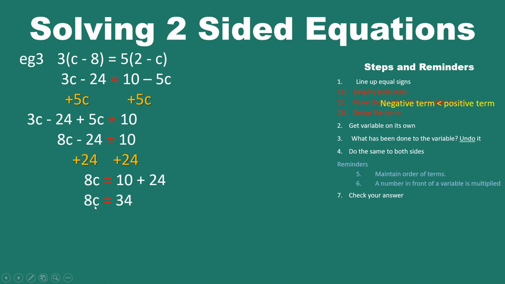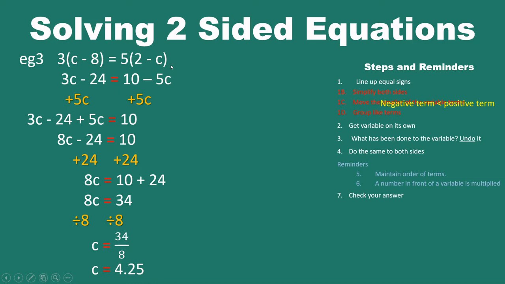To get the c completely on its own though, how are we going to get rid of that 8? A number in front of a letter is multiplying, and the opposite of multiply is divide. And c will be equal to 34 divided by 8, which is 4.25. So we've got our solution to this two-sided equation. It's quite a complicated two-sided equation with these brackets.